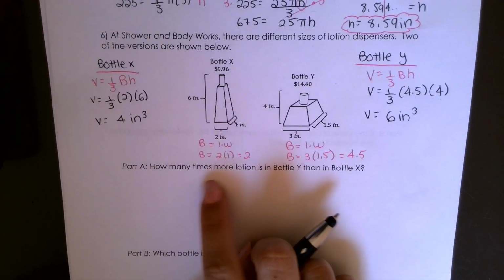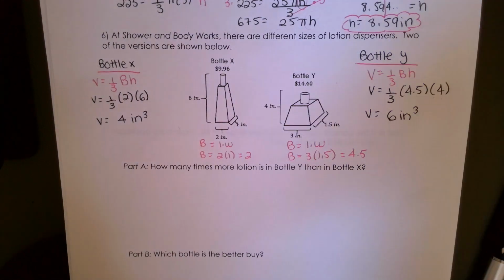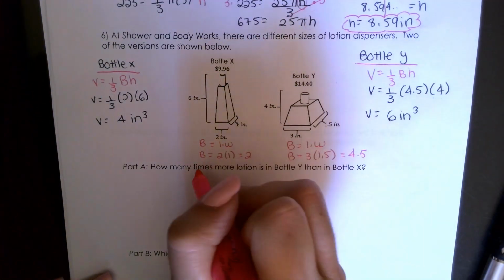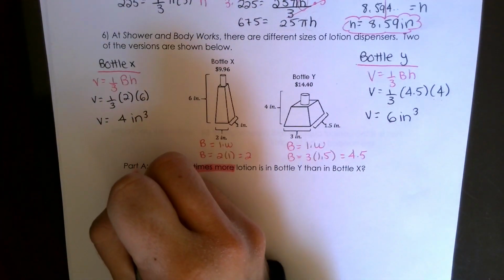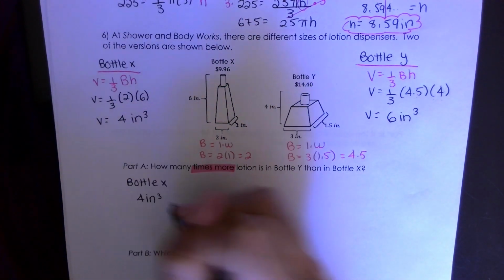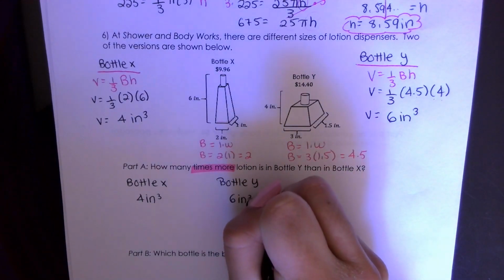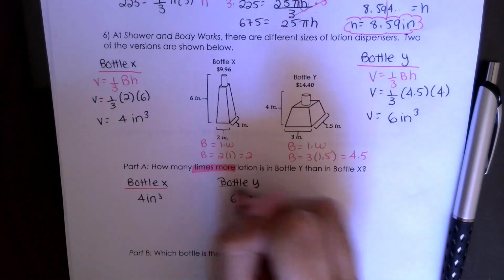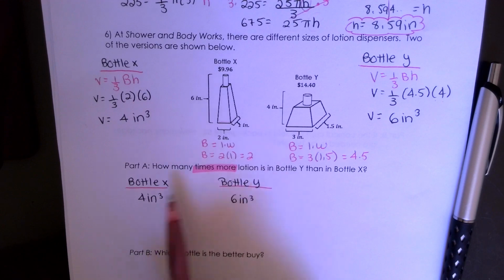How many times more lotion is in bottle Y than in bottle X? Keywords: times more. So notice it's not saying the difference. What is the difference between bottle Y and bottle X? It's not saying that. So let's look over here. So we have bottle X, which was 4 inches cubed, and bottle Y was 6 inches cubed. How many more times is bottle Y compared to bottle X?